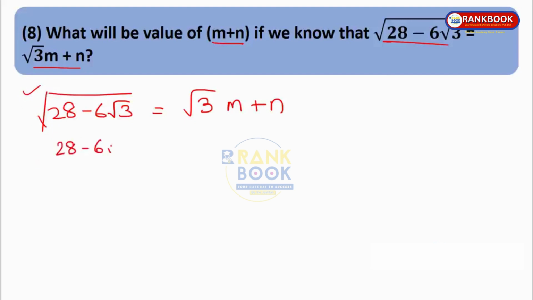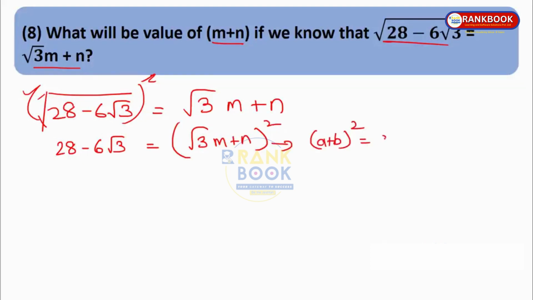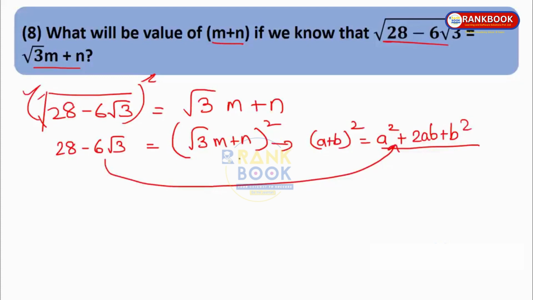What will you get? 28 minus 6 root 3, because on squaring the root sign gets cancelled. Here you will get root 3 m plus n, the whole square. Now this is the format of what? A plus b the whole square. And what is a plus b the whole square? A square plus 2ab plus b square, right? So if we can get this in this format, we can simply compare these two and we can get the answer. So let us try if we can get this in this format.